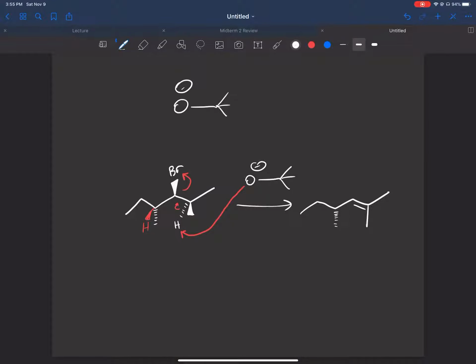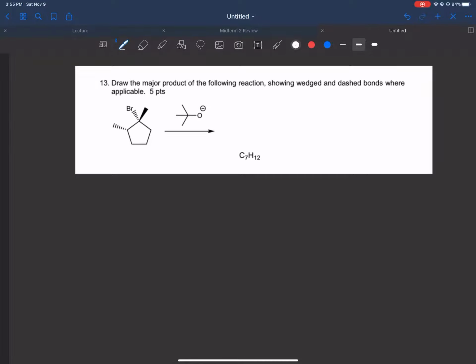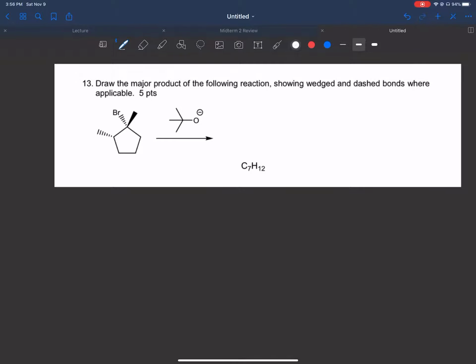All right. So what we're going to do is try a practice problem. Right here, this is my review problem set. So it's asking us to draw the major product of the following reaction, showing wedges and dashes where appropriate. Okay. So first thing we need to do is figure out what our reaction is. So we have a tertiary leaving group. So right off the bat, we can eliminate SN2. We cannot eliminate SN1 and E1 based solely on primary, secondary, tertiary, because tertiary carbocations are stable.